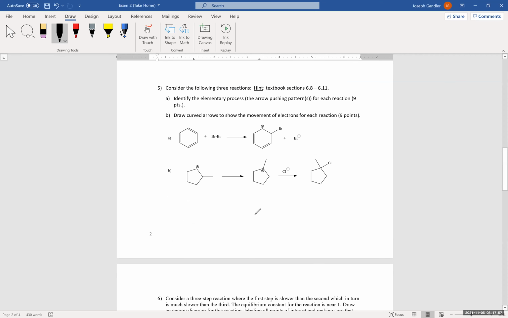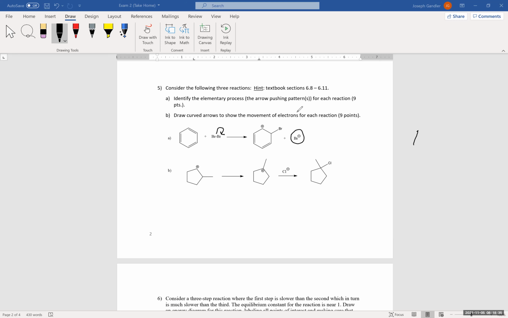So consider the following reaction. I gave you a hint: all of this is covered in textbook sections 6.8 to 6.11. So identify the elementary process and draw curved arrows to show the movement of electrons in the reaction. Okay, so you see what's happening here? The Br-Br bond is breaking, correct? So we're going to have to take the electrons in that bond and move them onto the bromine. See, the bromine picked up an electron.